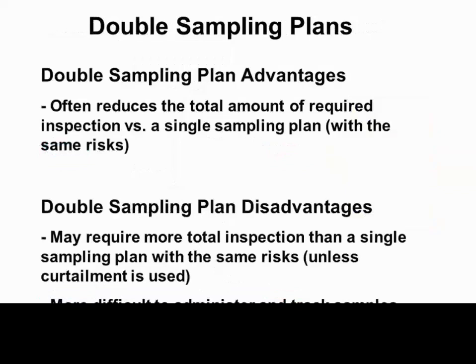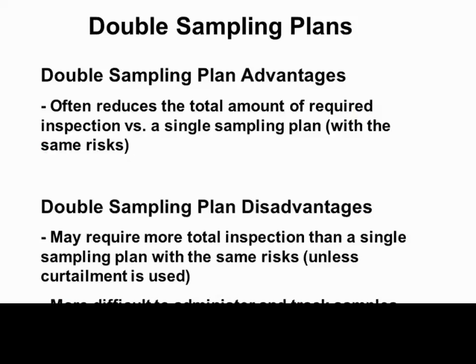Now, you could generate an OC curve for some double sampling plan. I've done it once. It's sort of tedious because when you calculate the probability of acceptance, you have to consider that you could accept on the first sample or you could accept on the second sample, and you have to add these probabilities together. It's a little bit tedious to add up.